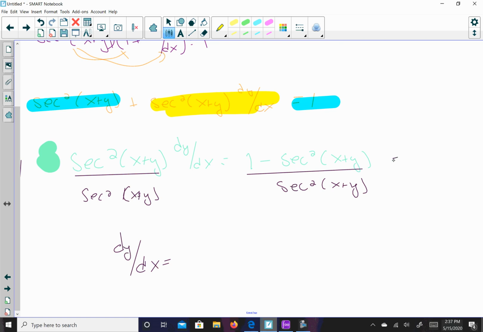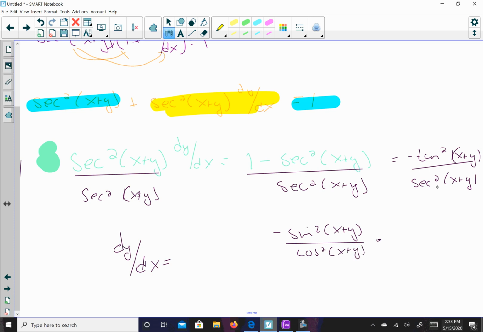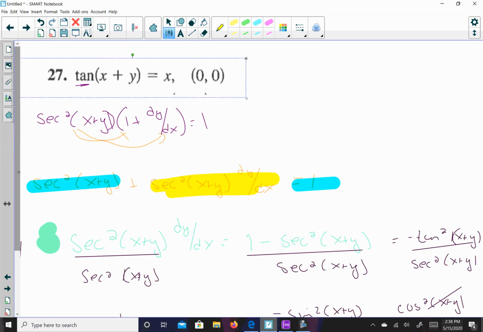I recognize this as the negative tangent squared of x plus y, because that's one of my identities, over secant squared. And then I thought tangent is sine over cosine, so this would be negative sine squared over cosine squared. I don't know if anyone would do the cosine squared. And then secant is 1 over cosine, so this would be cosine squared. So this will all end up equaling negative sine squared. If you didn't do that, that's fine. You're putting in the ordered pair 0, 0.